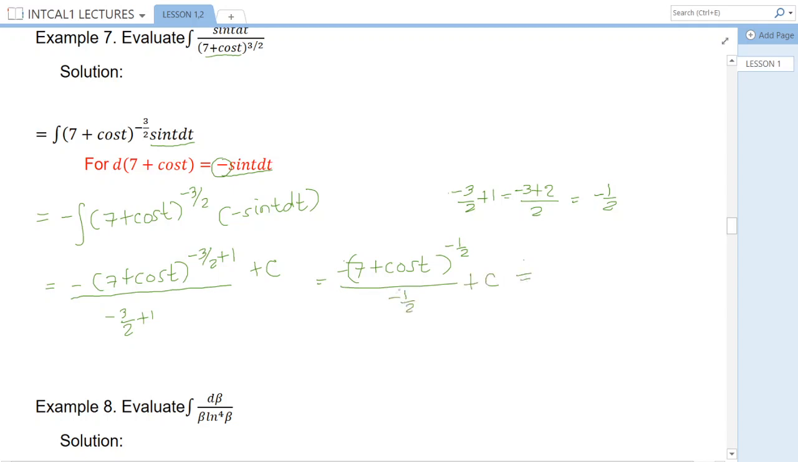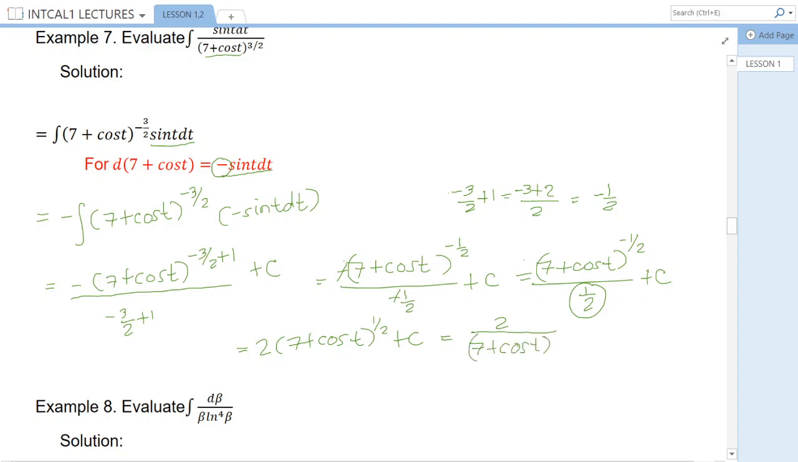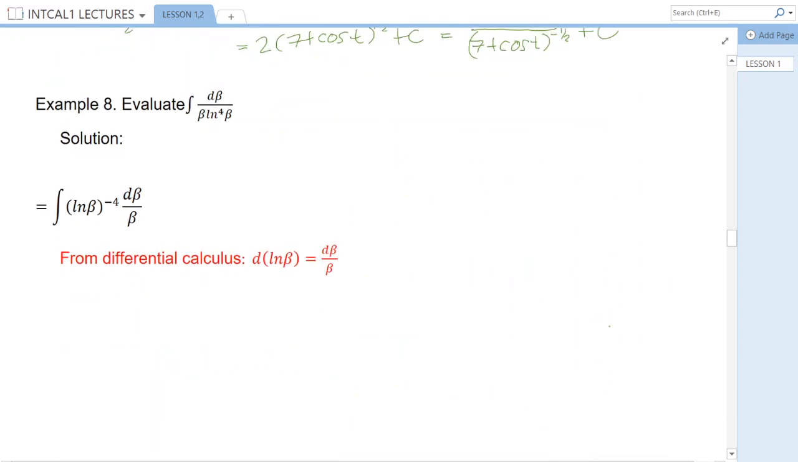That will be cancelled already, since negative divided by negative is positive. So that is 7 plus cosine t raised to negative 1 half over 1 half. Let us simplify it again by getting the reciprocal, and bring up the 2. That is 2 multiplied by 7 plus cosine t raised to 1 half plus c, or it can be written as 2 over 7 plus cosine t raised to negative 1 half plus c. That is the same.